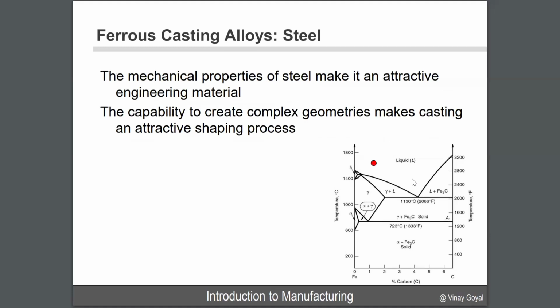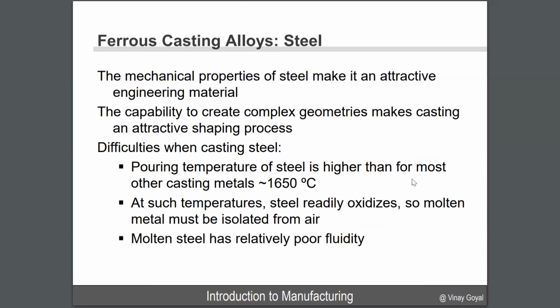Steel is another ferrous casting alloy also. The mechanical properties of steel make it an attractive engineering material, capable of creating very complex geometries. And for ferrous alloys like steel, the properties are very nice. There are some difficulties when it comes to casting steel. That's because the pouring temperatures are very high, and at these high temperatures, the steel can oxidize. That could be an issue. And molten steel has relatively low pour fluidity, meaning that the viscosity of it is not quite there for you. So that could be one negative side of steel.